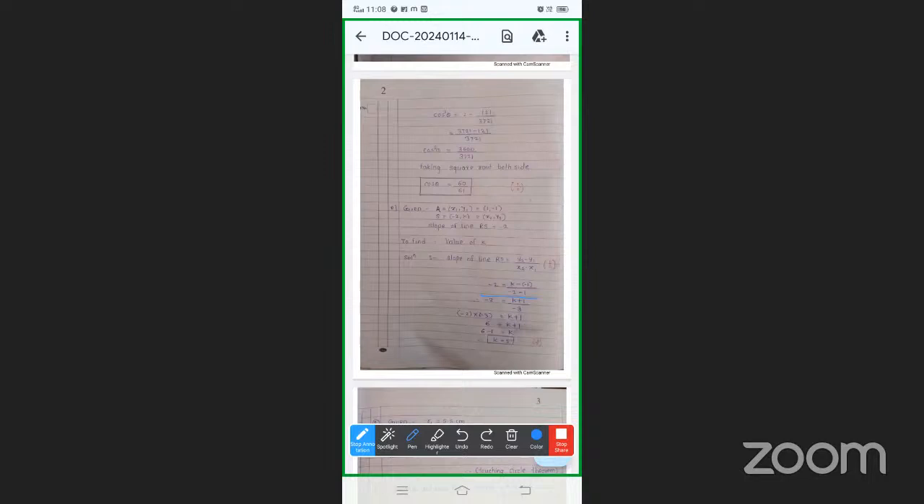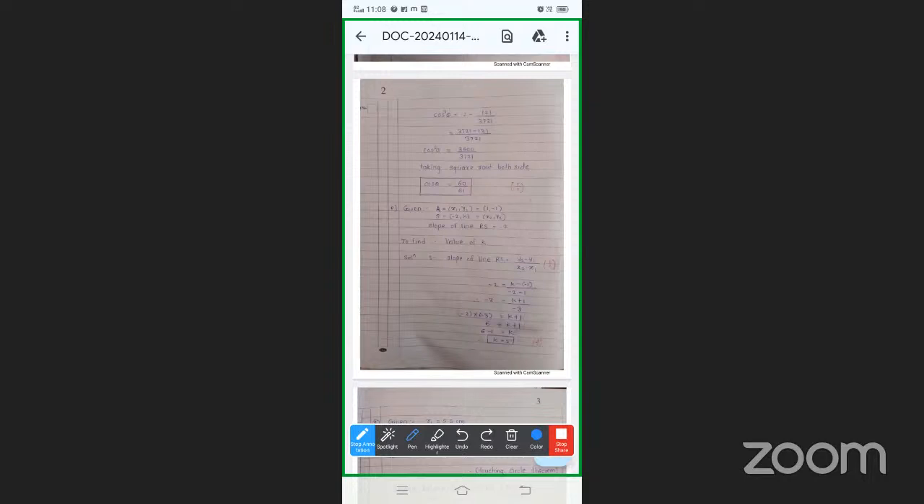We have to put all the values. That is, minus 2 is equal to k minus, in bracket, minus 1, upon minus 2 minus 1. So therefore, what will we get? See here, we get minus 2 is equal to k, minus minus becomes plus, so k plus 1 upon minus 3. Correct? So minus 2 is equal to k plus 1 upon minus 3. That minus 3 is divided, when we change the side, it is multiplied.